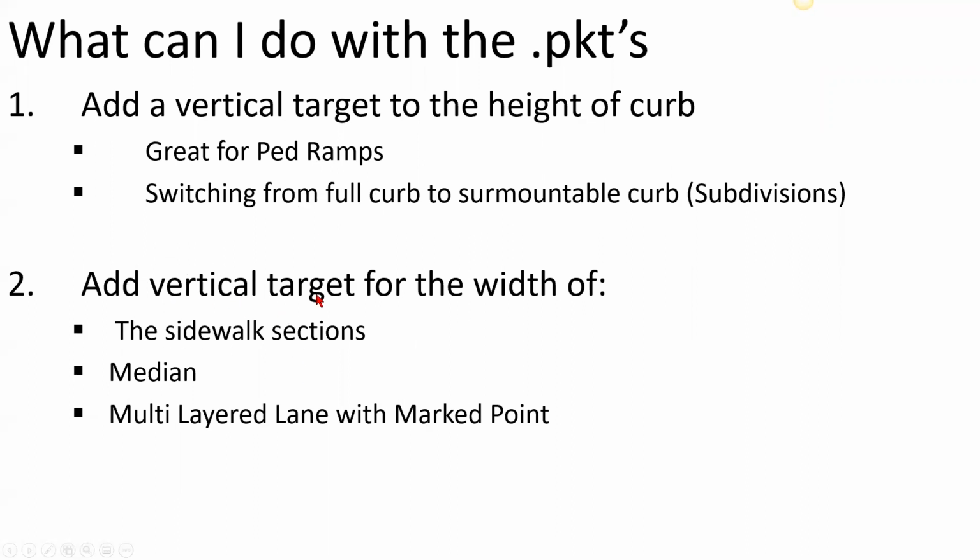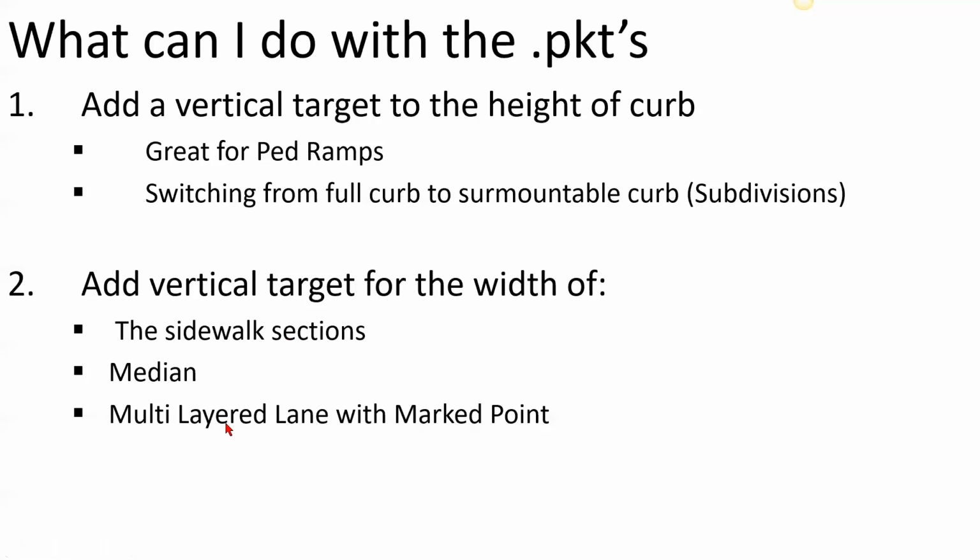And then add a vertical target for the width of the sidewalk sections. The min-dot curb or the curb with sidewalk and boulevard, I can set a proposed profile to set the width of my inside boulevard, outside boulevard, or even the sidewalk. And then there is a median also, and then the multi-layer lane to mark point.